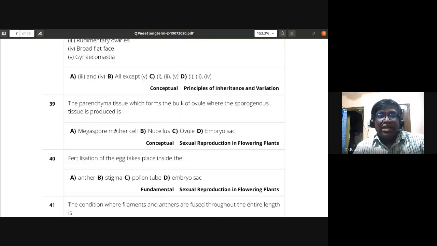39th, the parenchyma tissue, which forms the bulk of ovule, where the sporogenous tissue is produced. So we call it as nucellus.